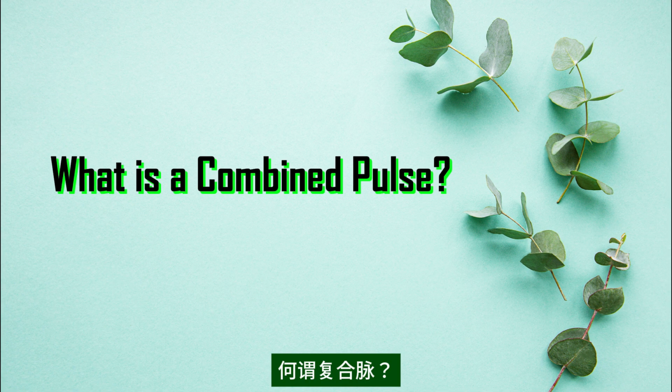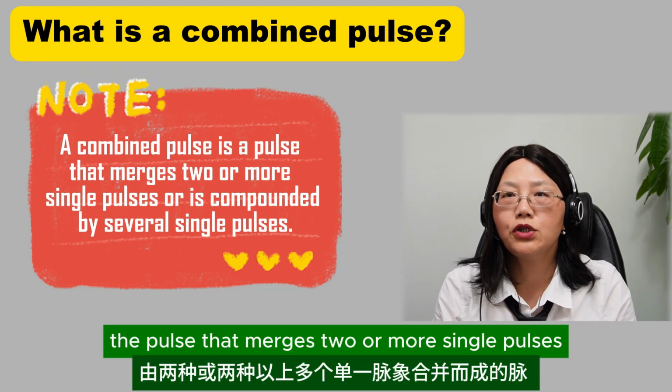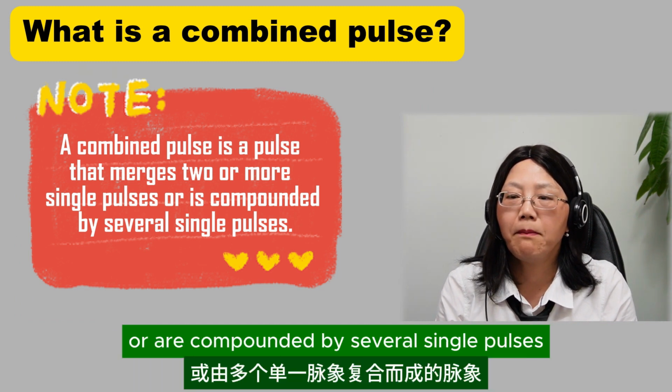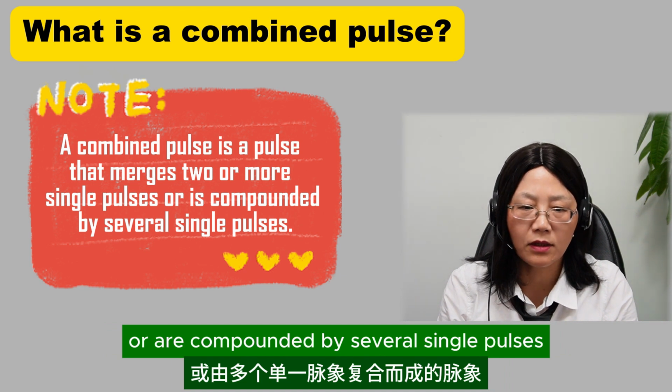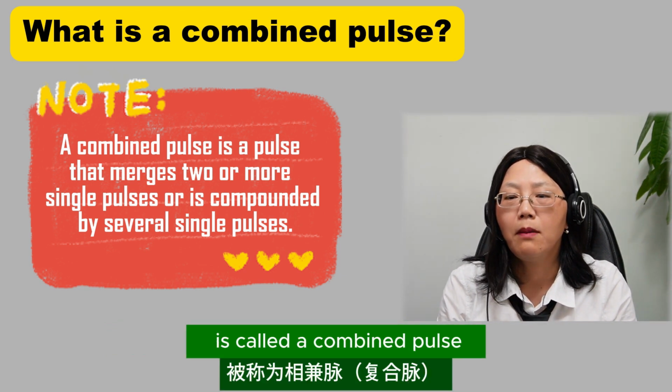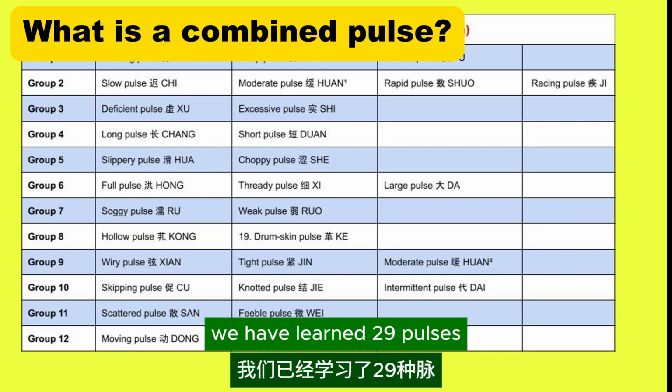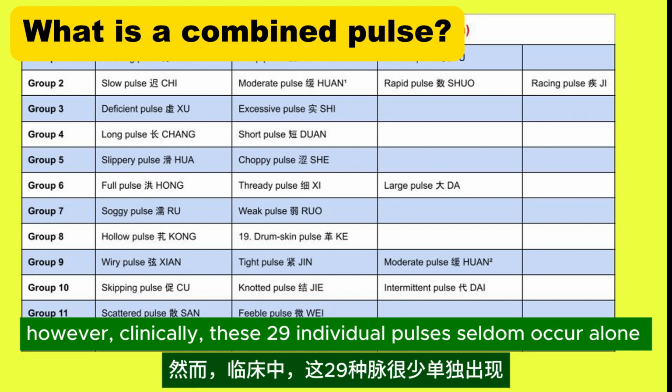What is a combined pulse? The pulse that merges two or more single pulses, or is compounded by several single pulses, is called a combined pulse. We have learned 29 pulses. However, clinically, these 29 individual pulses seldom occur alone.